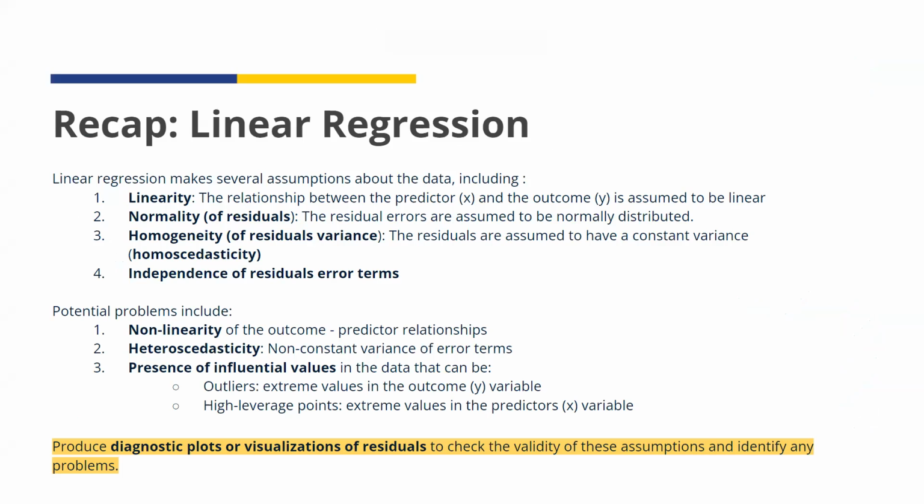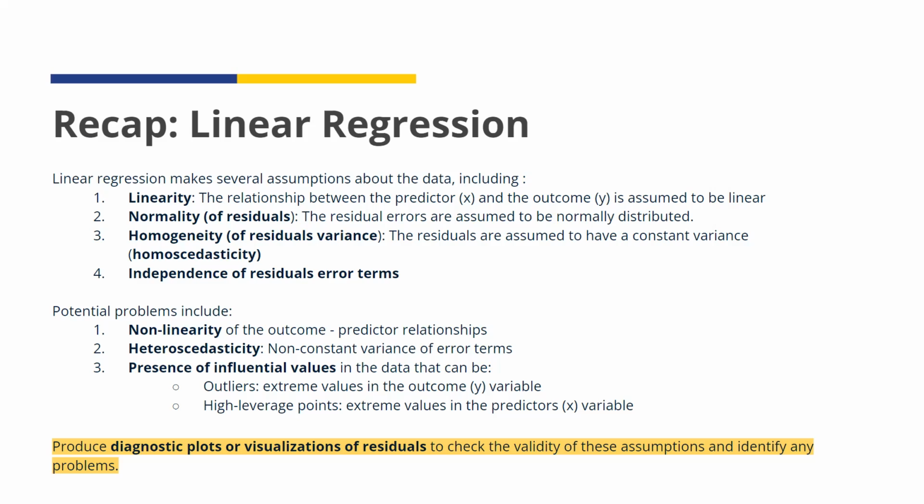Some of which include the basic association of linearity between our predictor, which is our X variable, and the outcome, which is Y. So that's pretty self-explanatory. Other assumptions that we have to keep in mind when we're doing regression is the normality of the residuals. I'll explain what that means in a second, but basically our error terms are assumed to be normally distributed, right?